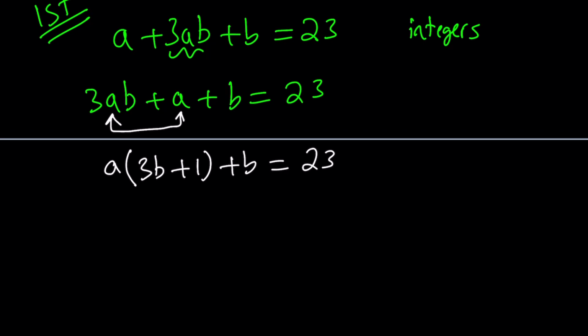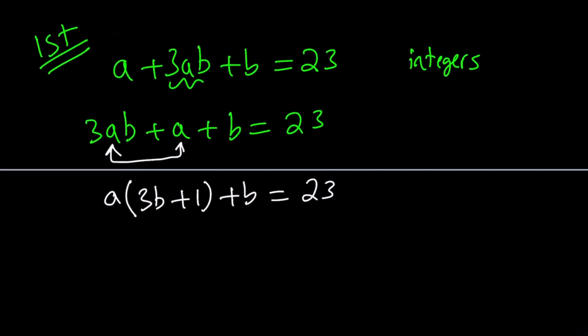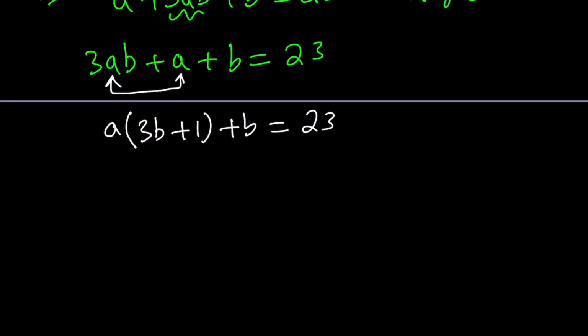Is that going to help? Kind of. The problem is that I don't have 3b to follow this. I have 1b, but I want the same terms, a common factor. It would be nice if I had a 3b instead of the b here. Can I just secretly insert a 3 there? No, I can't do that. But there's a way to take care of that.